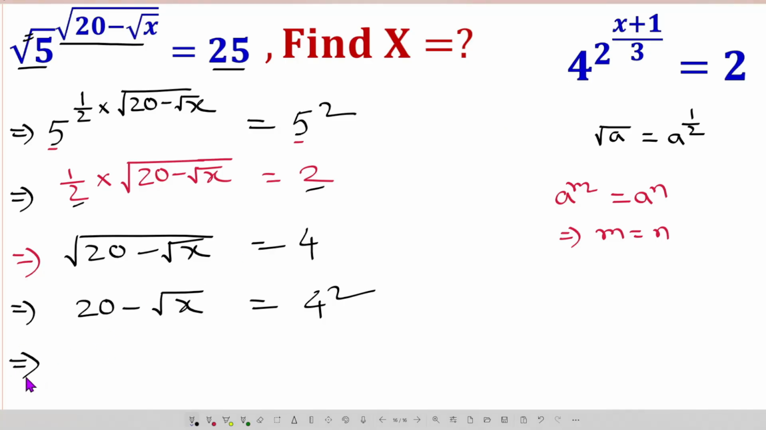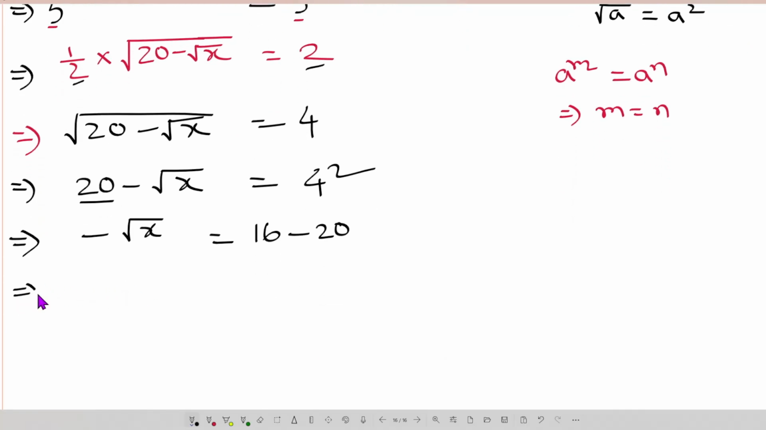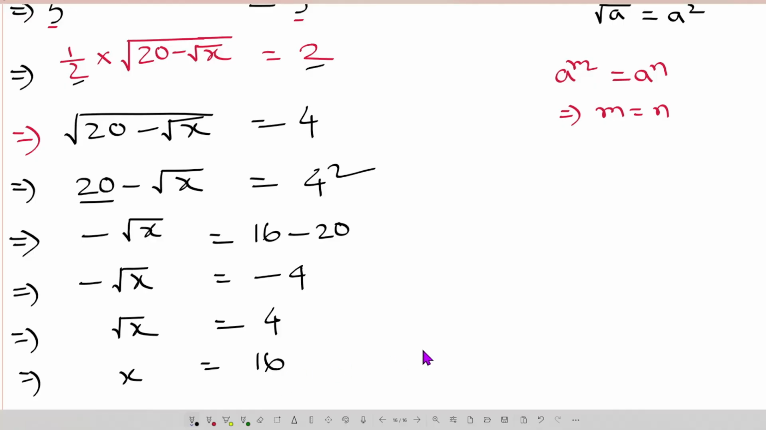So we can write minus root x equals, this 4 squared means 16, and this 20 we transfer to the right side, so minus 20. Okay, so here is minus root x equals minus 4. So we can multiply both sides by minus 1, so root x equals 4. Now we can again square both sides, so x equals 16.